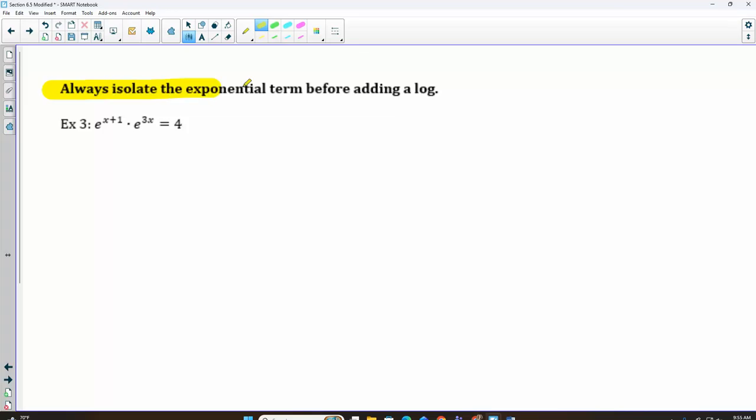You always want to isolate the exponential. Get the exponential by itself before you add a log. What could I do with these? If things are multiplied and have the same base, you add the exponent. So that's e to the 4x plus 1. So now we add a log to each side. Now you can do regular log base 10, but if we have e, what log might be nice? Natural log. If you did the other one, you're going to get the same answer.